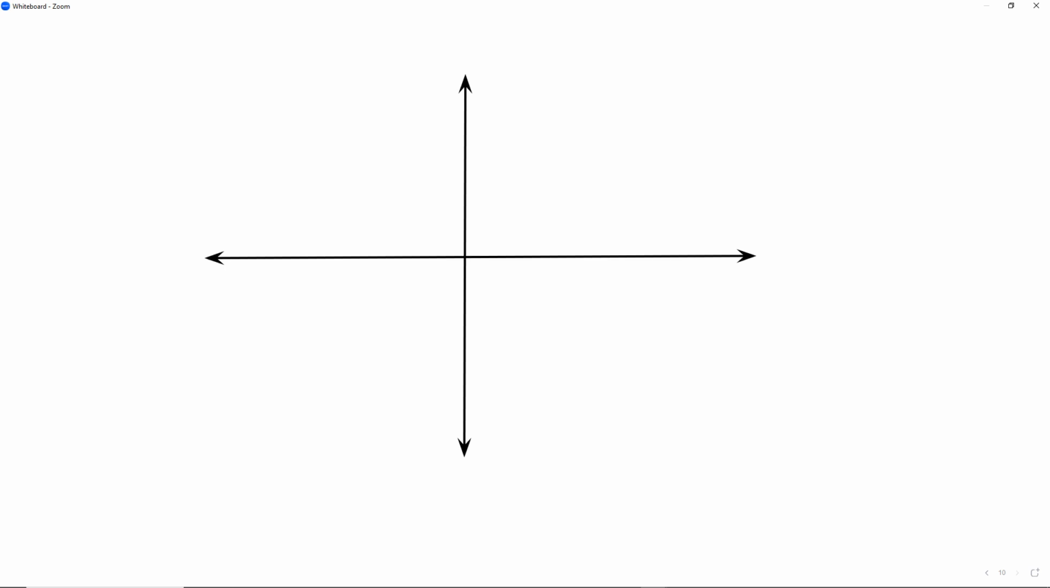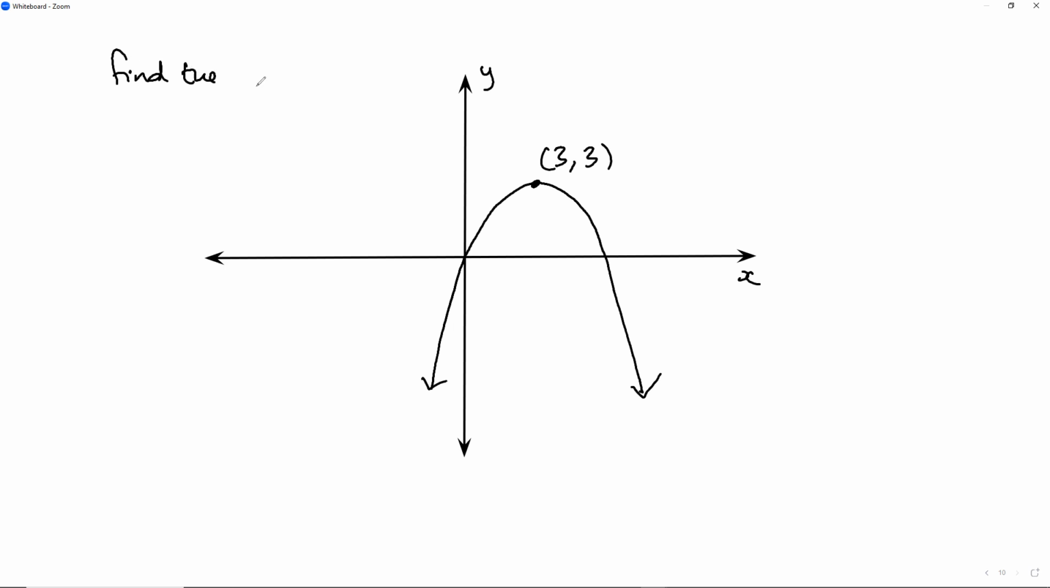All right, so let's try another one. The next one, it's going to be going the other way. It's going to be a bit of a sad face. All right, so I've got something that looks like this. It goes all the way around, and it turns at the point 3, 3. Have a look carefully at this graph, and I want to find the equation of this graph. Try it.